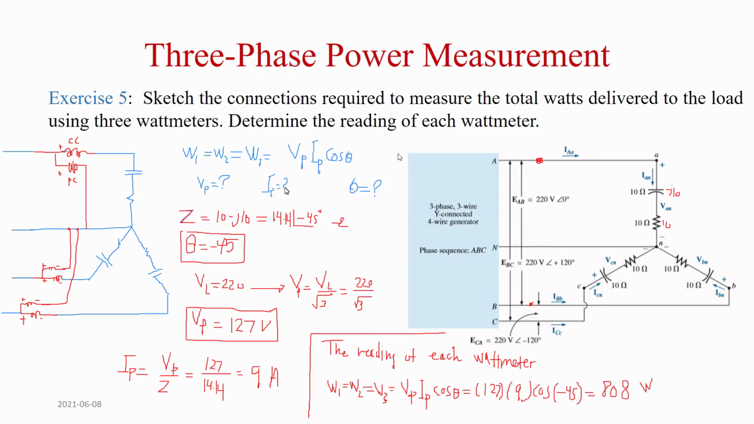I believe there are assignment questions like this question. It doesn't say draw or sketch the required connection, but it says find the reading of the wattmeter. Now this is if you have 3 wattmeters. If you have 2 wattmeters, you're going to use the other formulas for the 2 wattmeters. Is this okay? Any questions?